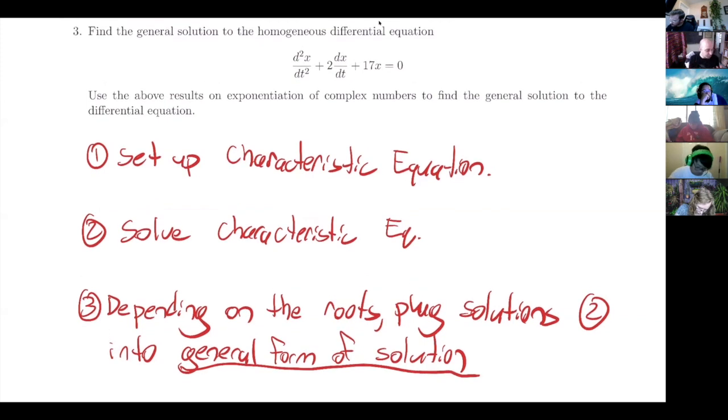So one thing that's really nice, and this is all contained in section 2.2 of the reading materials, is that solving these differential equations is something that you do in an algebra or pre-calculus class. So all we really need to do here is solve a quadratic equation and then just know what to do with the roots afterwards.